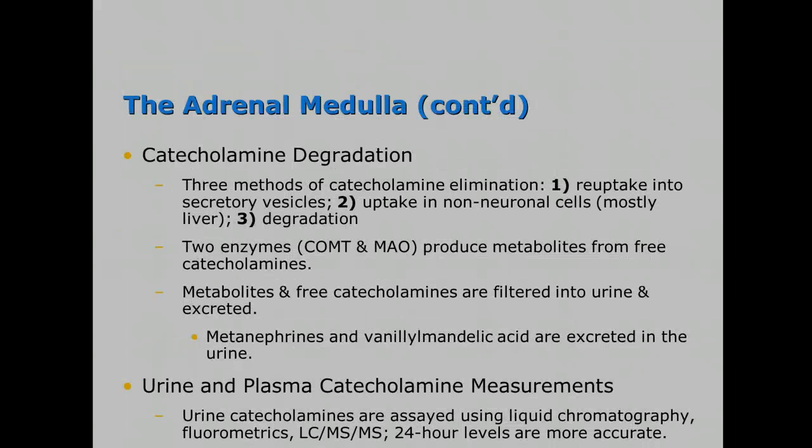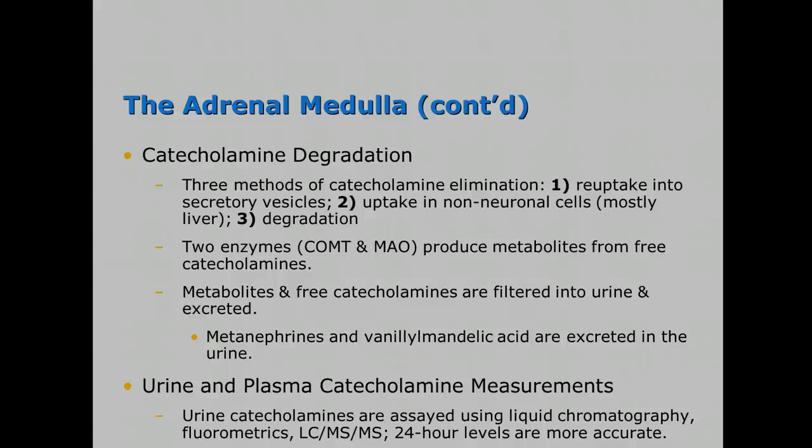So after the catecholamines are used, after Granny picks the car up off of somebody, we do have the degradation of catecholamines that needs to occur. There's three methods of getting rid of them, because obviously you don't want to stay in that state of panic forever. There's reuptake into the secretory vessels, there's uptake into non-neuronal cells, mostly the liver, and then just plain degradation. There's two enzymes that produce metabolites from this, and those metabolites and free catecholamines are filtered into the urine, which is where we can pick them up.